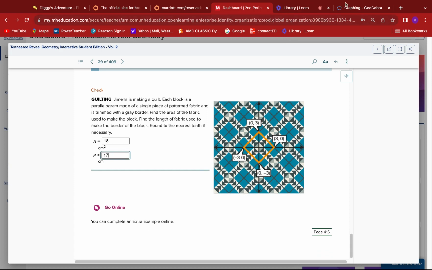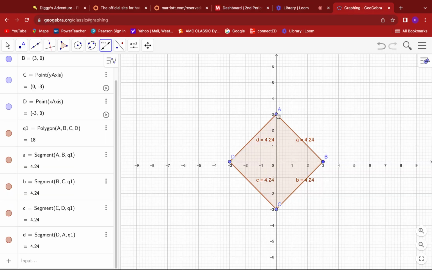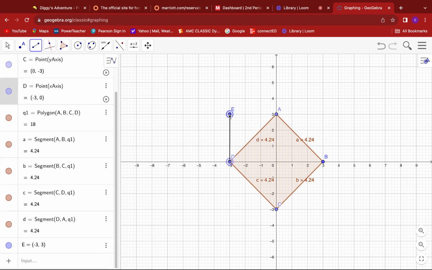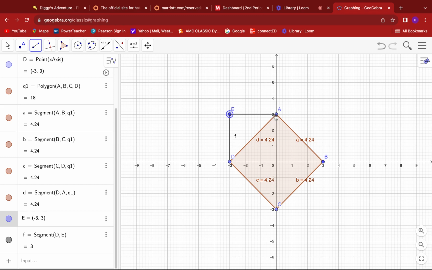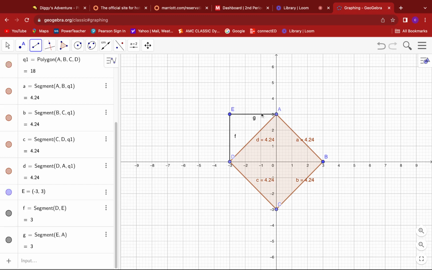If you don't have GeoGebra or anything like that, you're welcome to do the Pythagorean theorem. So you visual people: 1, 2, 3 over, and 1, 2, 3 up. It would be 3 squared plus 3 squared equals c squared. That's called the Pythagorean theorem. That will get you the length of every single side, which is going to be 4.24.